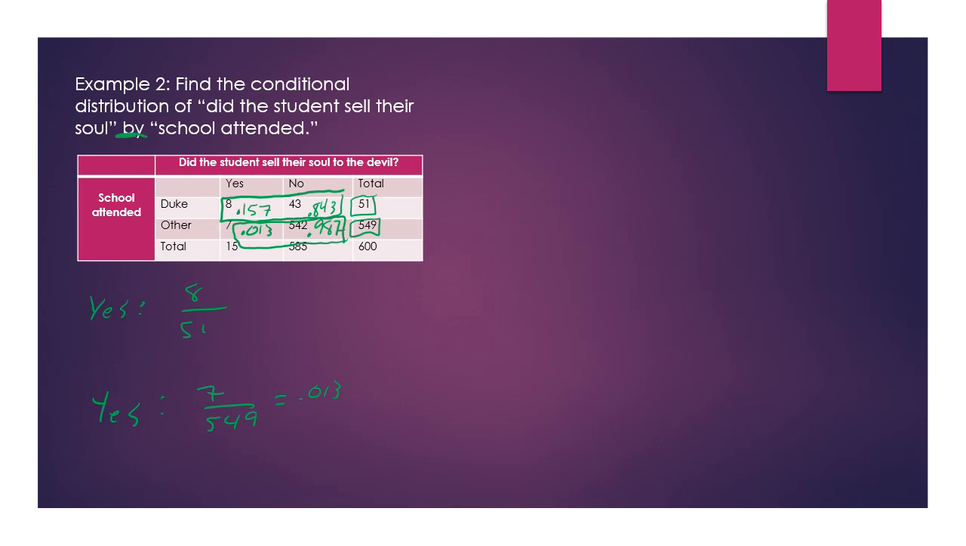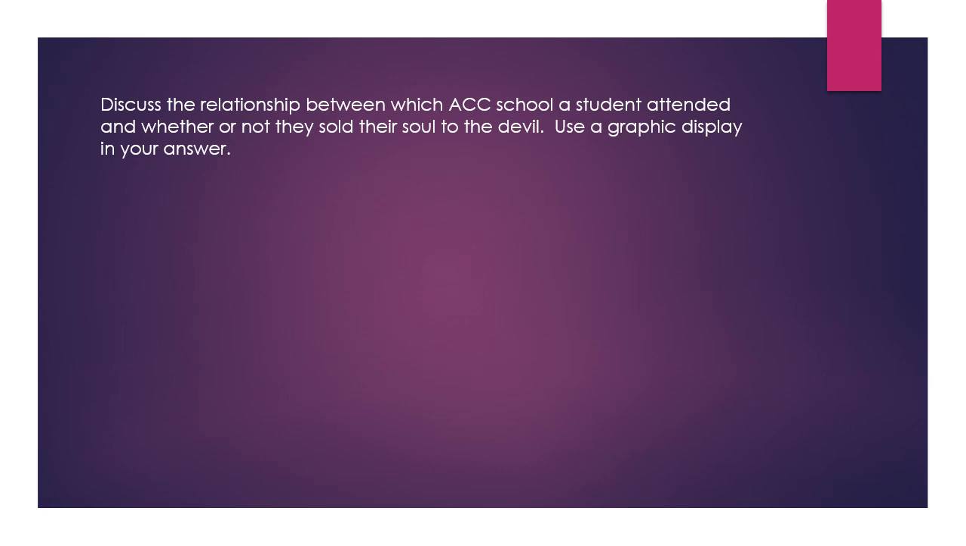Okay, so that is how to calculate a conditional distribution. You look for what your denominator is going to be, what we're holding fixed, and the other variable gets broken up among the outcomes of that variable. So in this slide, we're supposed to discuss the relationship between which ACC school a student attended and whether or not they sold their soul to the devil, and we're supposed to use a graphic display. So the graphic display I would recommend here is what's called a segmented bar graph. In a segmented bar graph, the y-axis always goes to 100%.